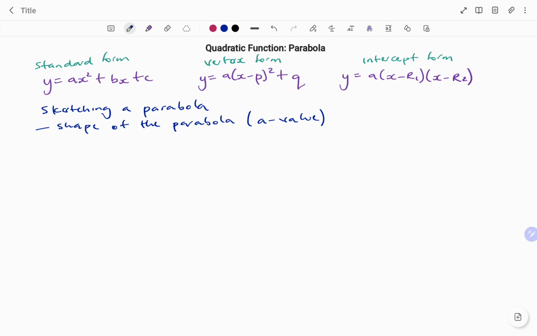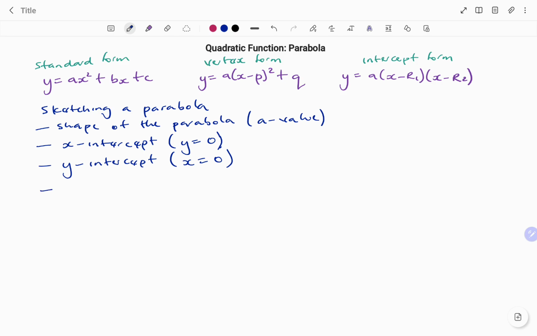The second point you need to note when drawing a parabola is your x-intercept. To find the x-intercept, the value of your y must be equal to 0. And the next point is your y-intercept. To find your y-intercept, the value of your x must be 0.